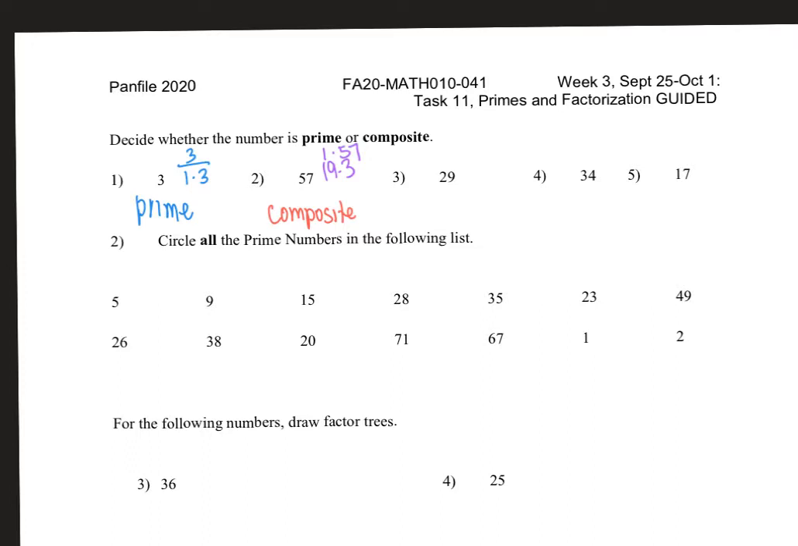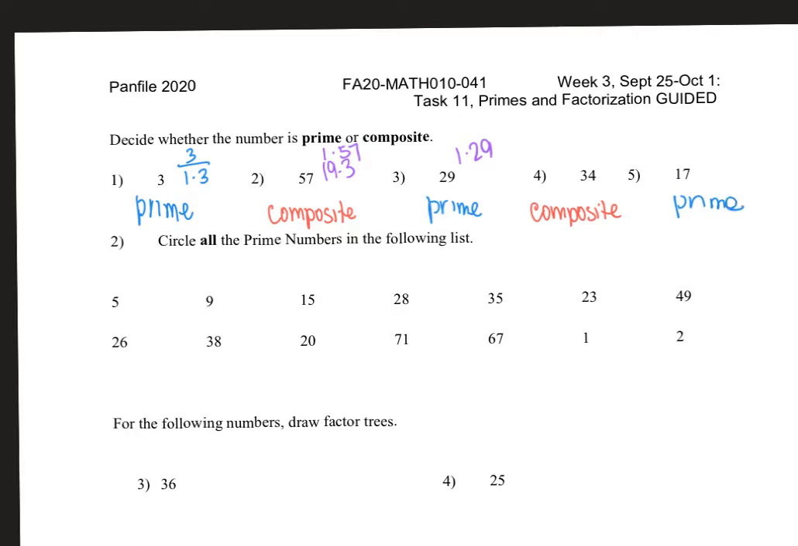All right, 29, the only pair that I can have is 1 times itself, or 1 times 29. So that is going to be prime. 34 is an even number. Any even number other than 2 is going to be composite. And 17 is going to be prime. All right, circle all the primes.